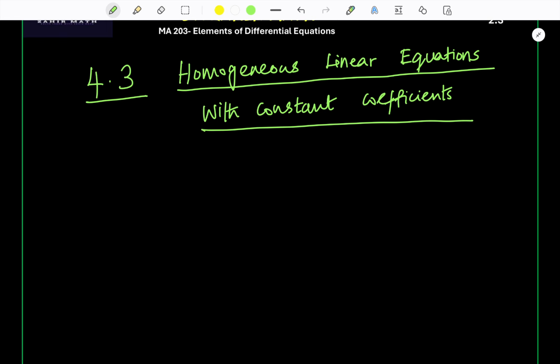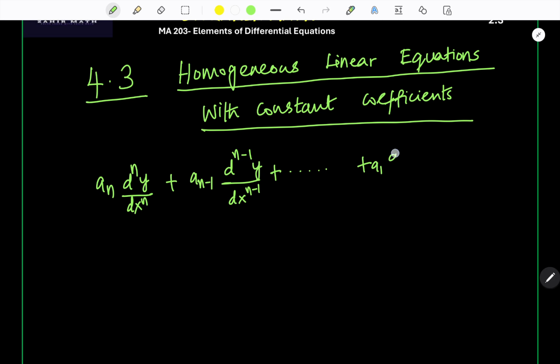A linear differential equation with constant coefficients is of the form a_n d^n y/dx^n plus a_(n-1) d^(n-1) y/dx^(n-1) plus so on, plus a1 dy/dx plus a0 y equal to 0. What about a0, a1, a2 and so on? They are all constants. The term homogeneous means the right hand side of the equation is 0. If this is 0, then it is homogeneous.